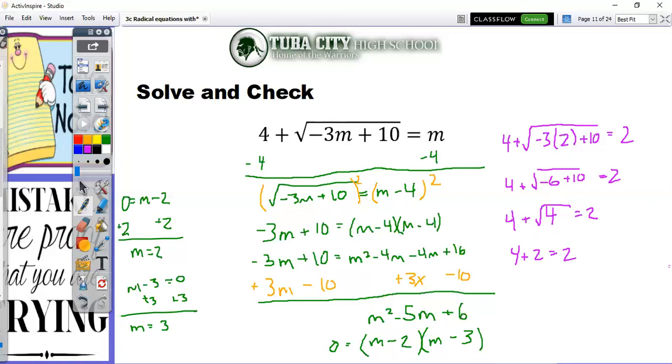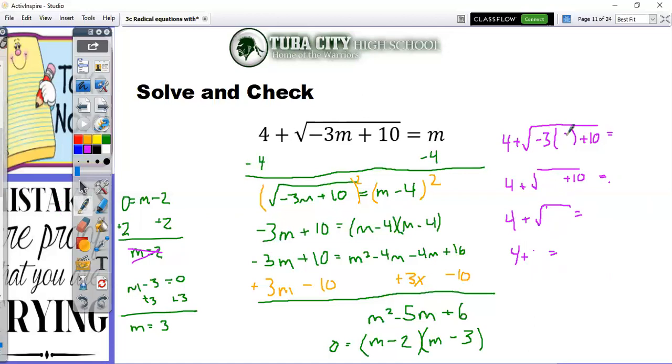So I'm going to go ahead and take that out. Let's see, 4 plus 2 is 6, not 2. So this one doesn't work out. So 2 is not a solution. Okay, so this one took a little bit of writing. I don't have enough space to write it again, so I'm going to reuse this part here. This is all going to be reused.